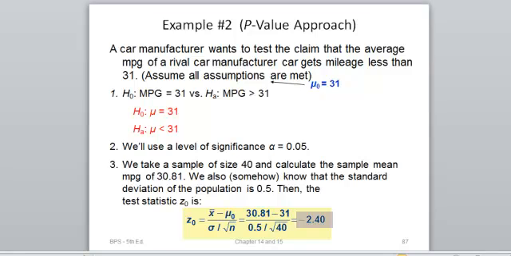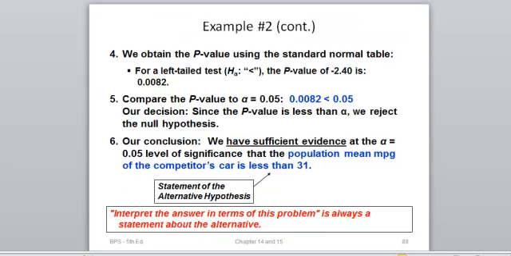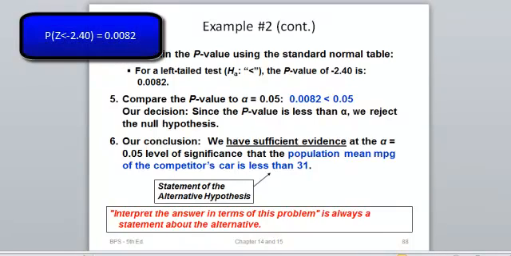Not looking real good for the null hypothesis distribution to be that far out in the tail end, but let's see how it compares to our significance level. For a left-tailed test, to find the p-value, we find the probability that Z is less than the test statistic. So for the p-value of negative 2.40, I look at my table A and look up negative 2.40, and that corresponding probability is my p-value. So the p-value is 0.0082.